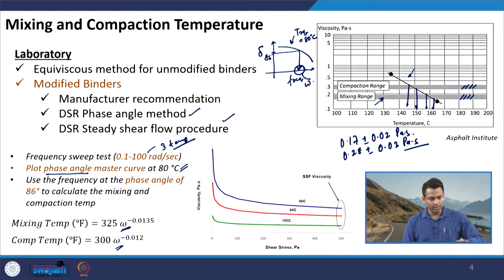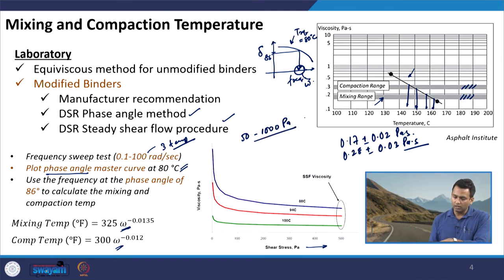We do a shear stress sweep test. So we will do a shear stress sweep test at a range of typically like 50 to 1000 Pascals, and then we will see the variation of the viscosity. It is expected that after a particular shear stress, the viscosity will become constant. So usually the viscosity is taken at 1000 Pascals. So at 1000 Pascal, this is the steady state viscosity, all right.